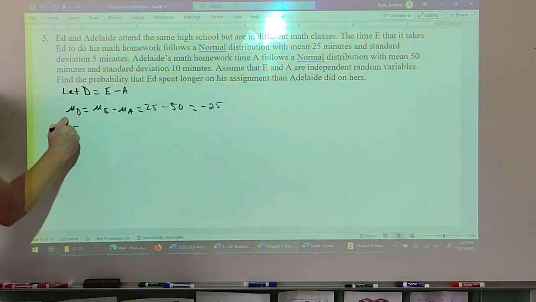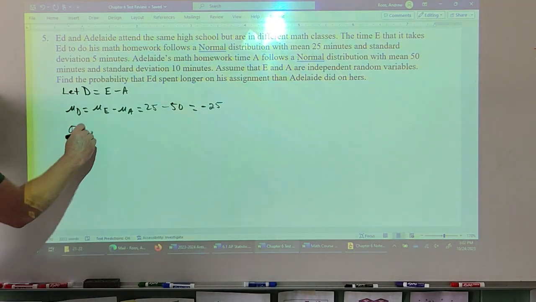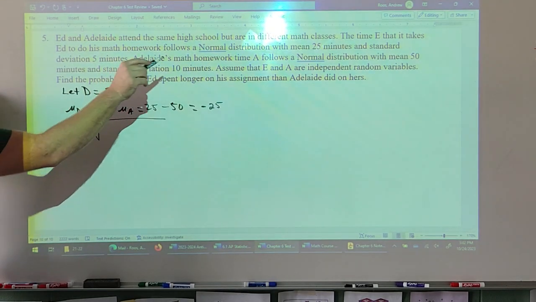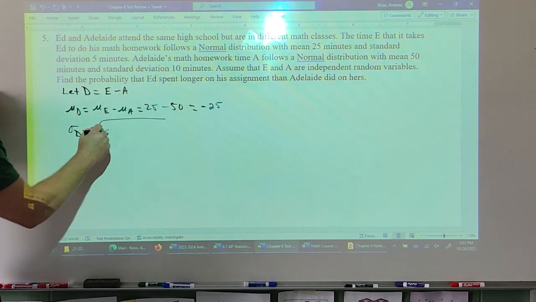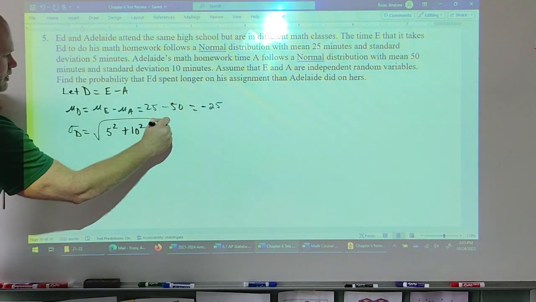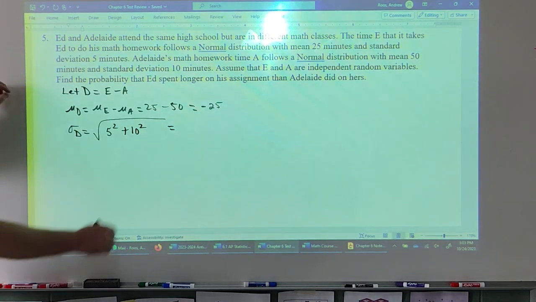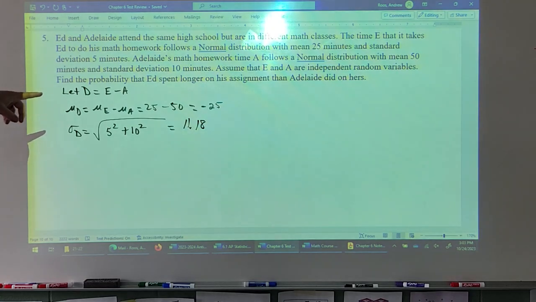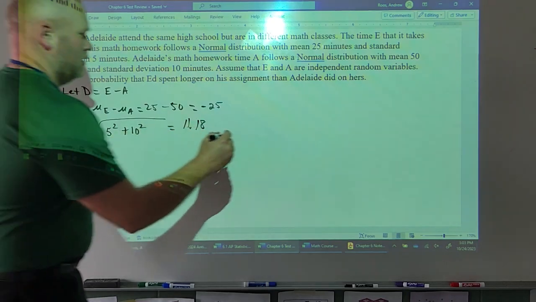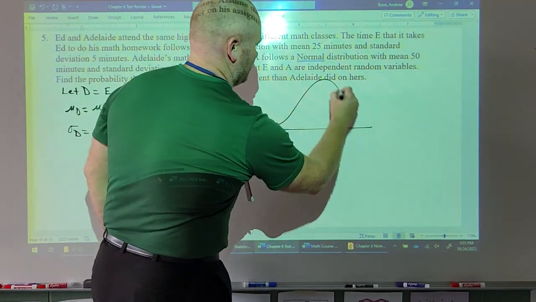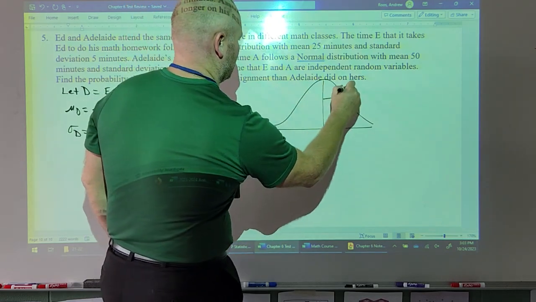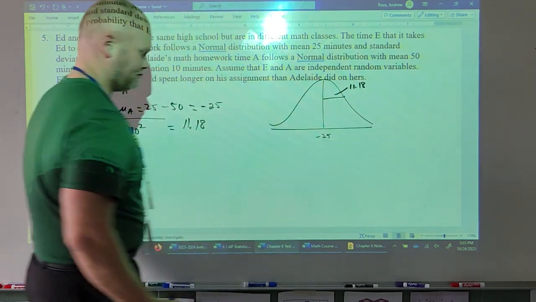It'll work out. So standard deviation of D equals the square root of, so standard deviation we have is 5 and 10. So 5 squared plus 10 squared. So we get a standard deviation of 11.18. Okay? So we get a mean of negative 25, standard deviation of 11.18. So normal distribution, mean negative 25, standard deviation 11.18.